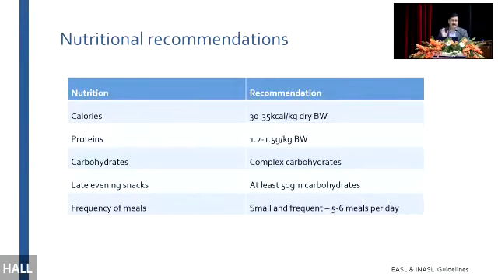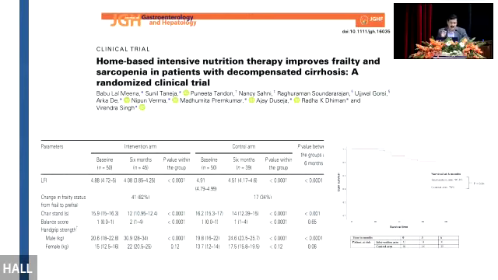So nutrition is very important for all our patients. I think we should all suggest that all the patients of decompensated cirrhosis should receive a high calorie, high protein diet, and they should get complex carbohydrates. They should be given a late evening snack, and frequency of meals should be at least 5 to 6 meals per day. I'll just show you this randomized trial which we have done in PGI.